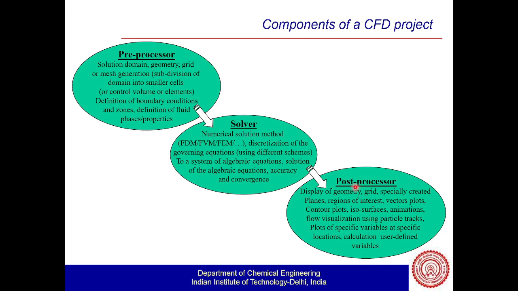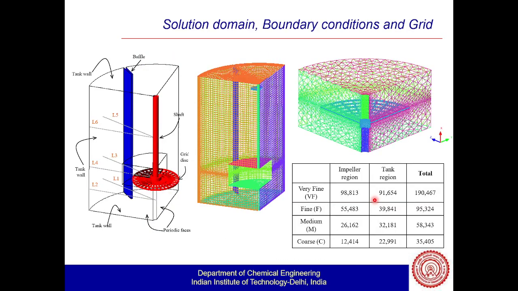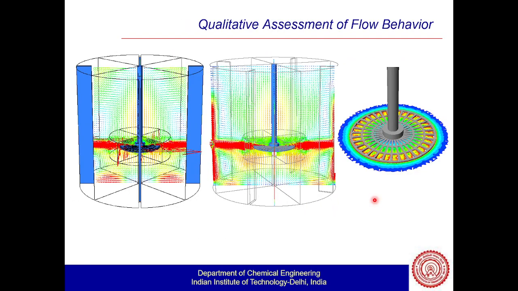Okay. So then going to the post processor itself, the display of geometric grid. In the post processing part itself, you will see these velocity profiles. Since you have solved the continuity and the momentum equation in each of these cells, you will see the velocity profile here.